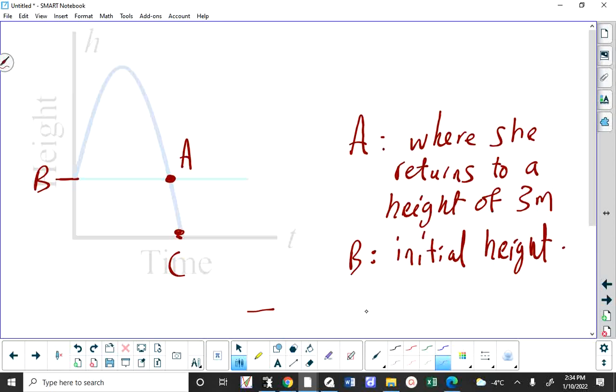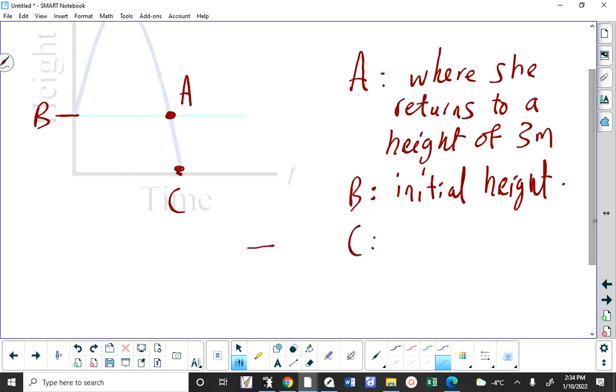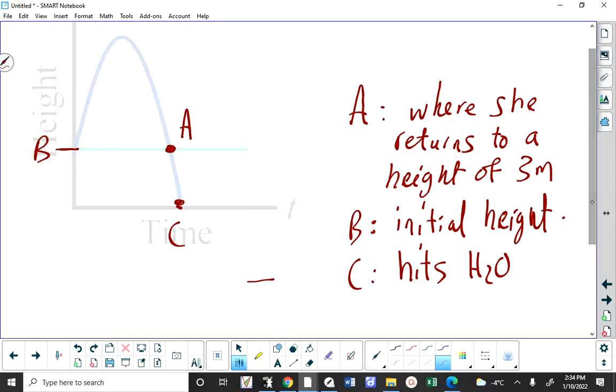What about point C? Reagan, what do you think point C represents? Right, it's splashdown time. Hits the water. There's one other point which I don't even think we need to write down, but I'll include it for completeness' sake. D.